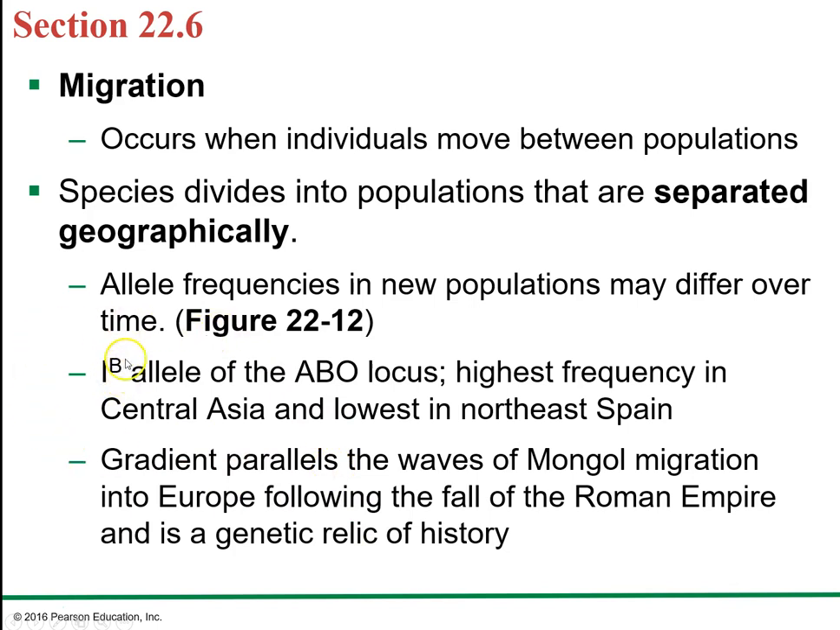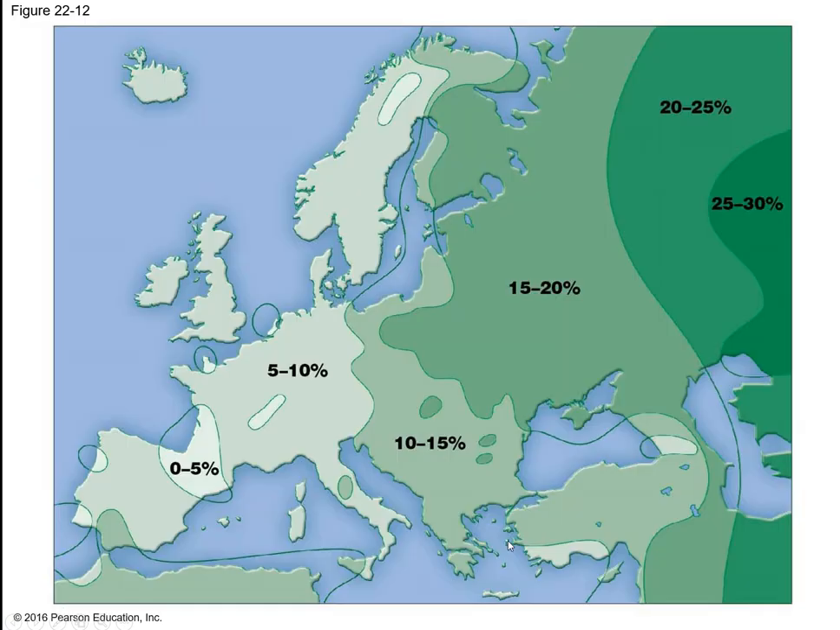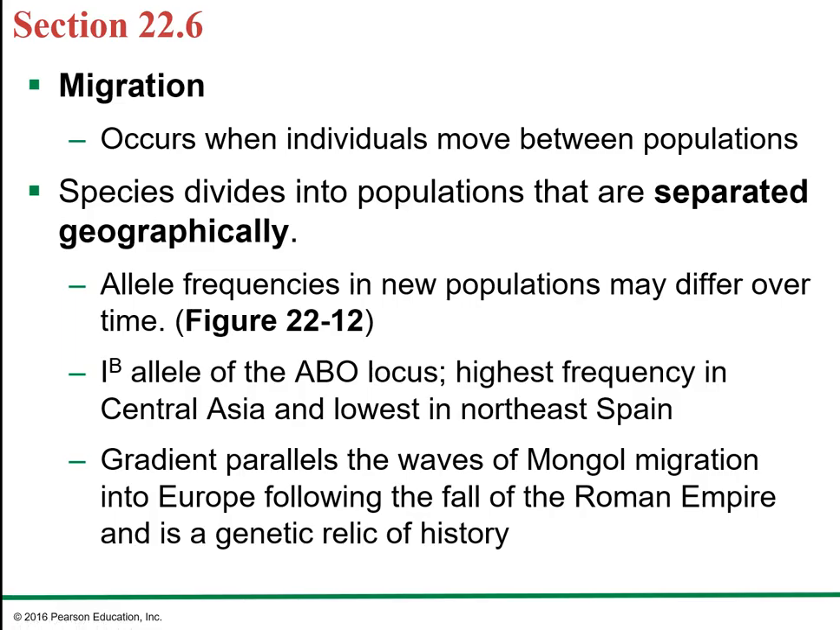So it's showing you the B allele of the ABO locus, the blood typing locus. You see this highest frequency in Central Asia and lowest in Northeast Spain. And basically those frequencies parallel the way that these Mongols migrated into Europe. And so it's sort of this genetic relic of history.